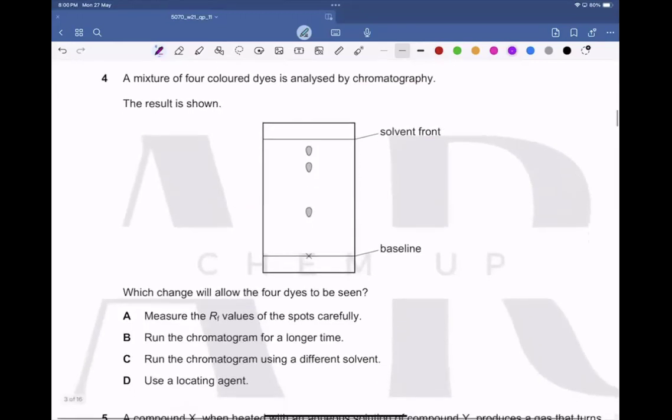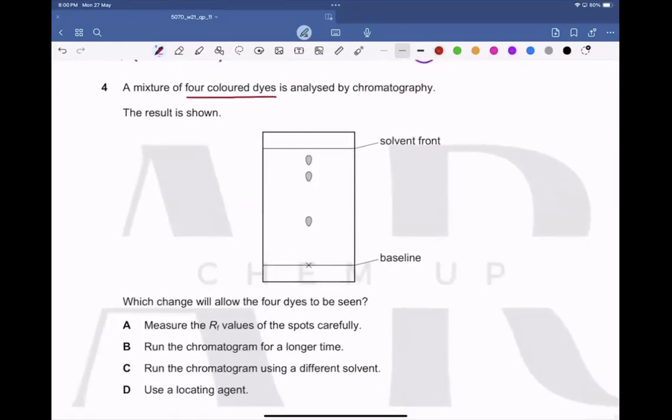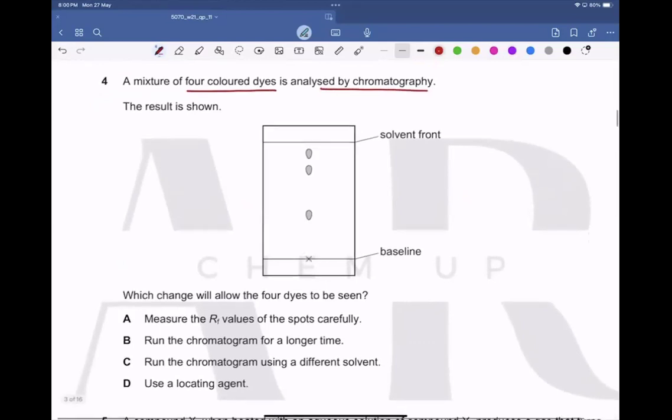Now, question number 4. A mixture of 4 colored dyes is analyzed by chromatography. The result is shown. Which change will allow the 4 dyes to be seen? Measure the Rf values of the spots carefully. No. By measuring the Rf values, we cannot see the 4th dye. Right now, only 3 dyes have been shown. So A is wrong. Run the chromatogram for a longer time.